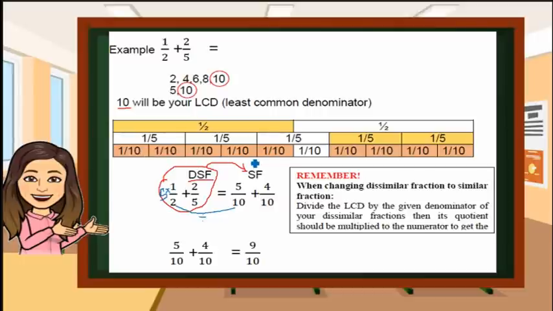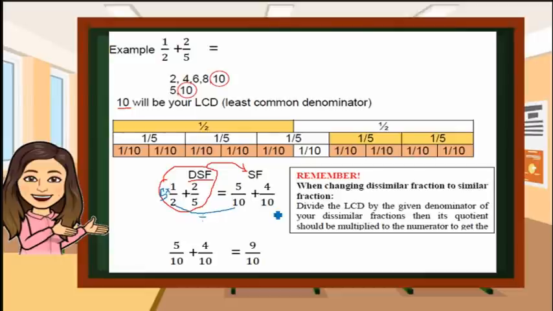So here, class, as you can see, if we look into 1/2, the shaded part of the line, and that whole is divided into 10, it will take 5/10 to cover also 1/2 of the whole. Okay?